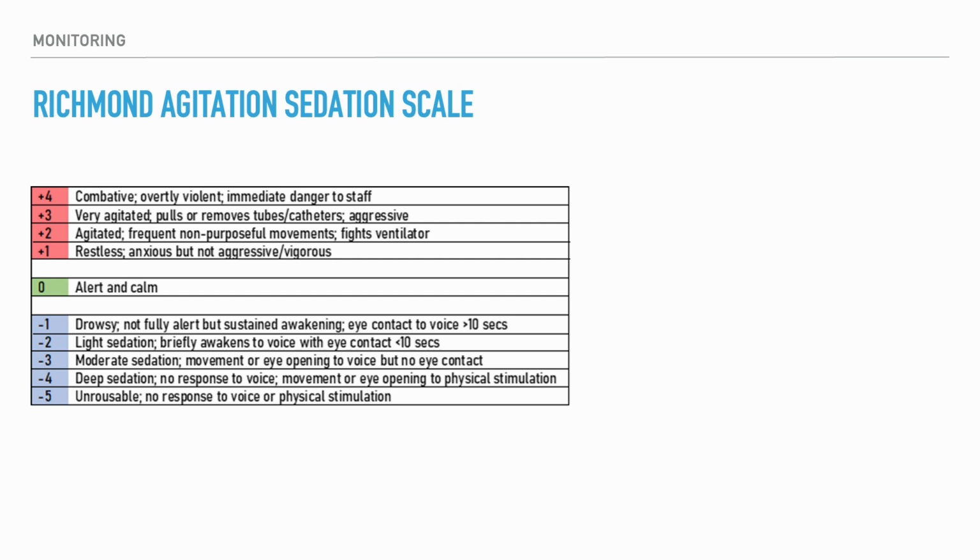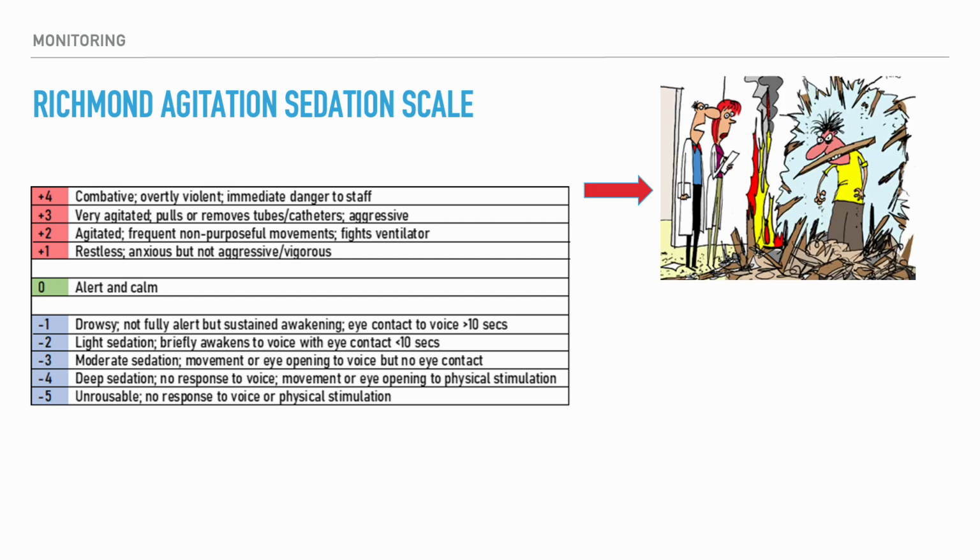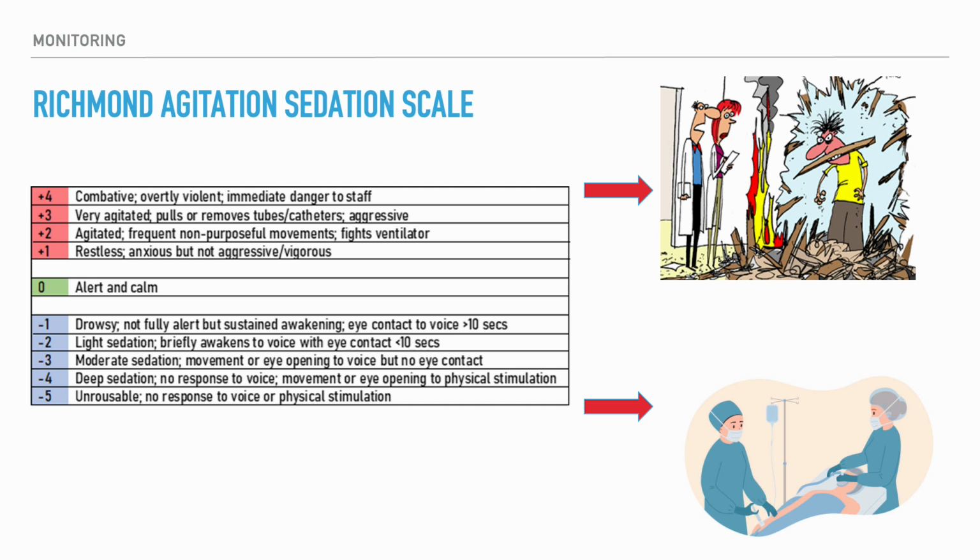To do this, you'll hear about the Richmond Agitation Sedation Scale, or RAS score. This RAS score is a very simple end-of-bed test to see how we're getting on. Now this ranges from the plus numbers, where you have your very agitated patient who is at harm to themselves or to the staff. On the other end of the minus scale, you've got a patient who is unrousable with no response to physical stimulation. And then this is where you start entering the spectrum of a general anaesthetic as opposed to sedation.